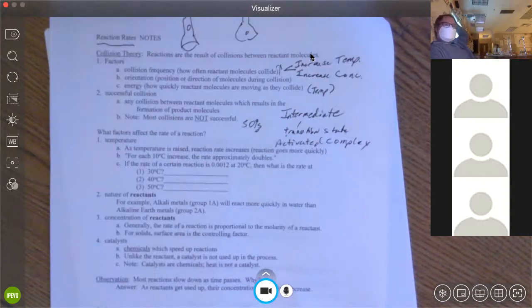What factors affect the rate? Well, we kind of already got those. Temperature is a huge factor. That affects collision frequency and amount of energy, so it affects two things. If the temperature is increased by about 10 degrees Celsius, then the rate doubles, approximately. In AP, we'll figure out exactly how much it changes, but to this point, it doubles.